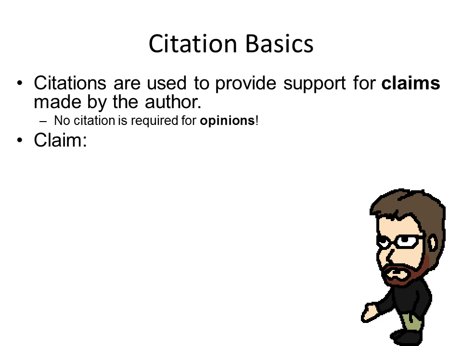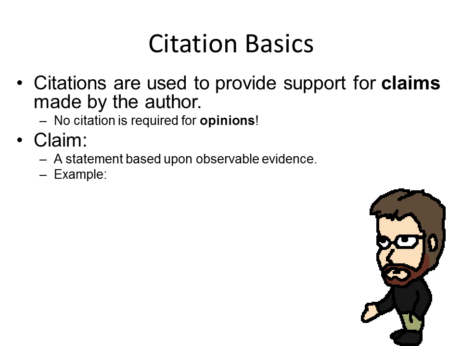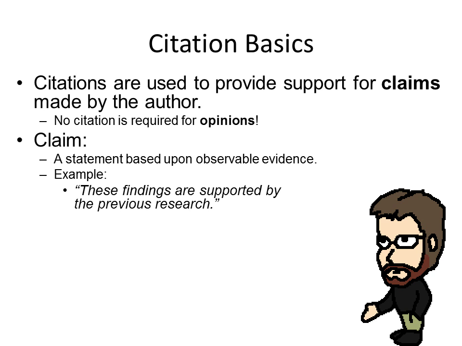A claim is a statement that's based on observable evidence. For example, if you were to say something like, these findings are supported by the previous research, well, then you need to cite that research. You need to tell us what research it is you're referring to. And you do that by using a citation.